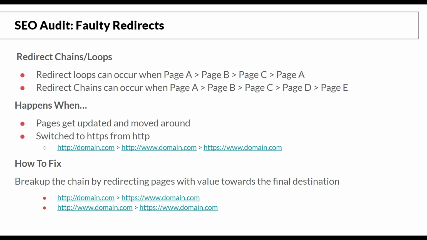And to break this up, once we identify the chain, we want to break it up and make sure that every valuable page within that chain is pointing towards the final destination. So just make sure that the first and second links in those redirects are going to the final destination.